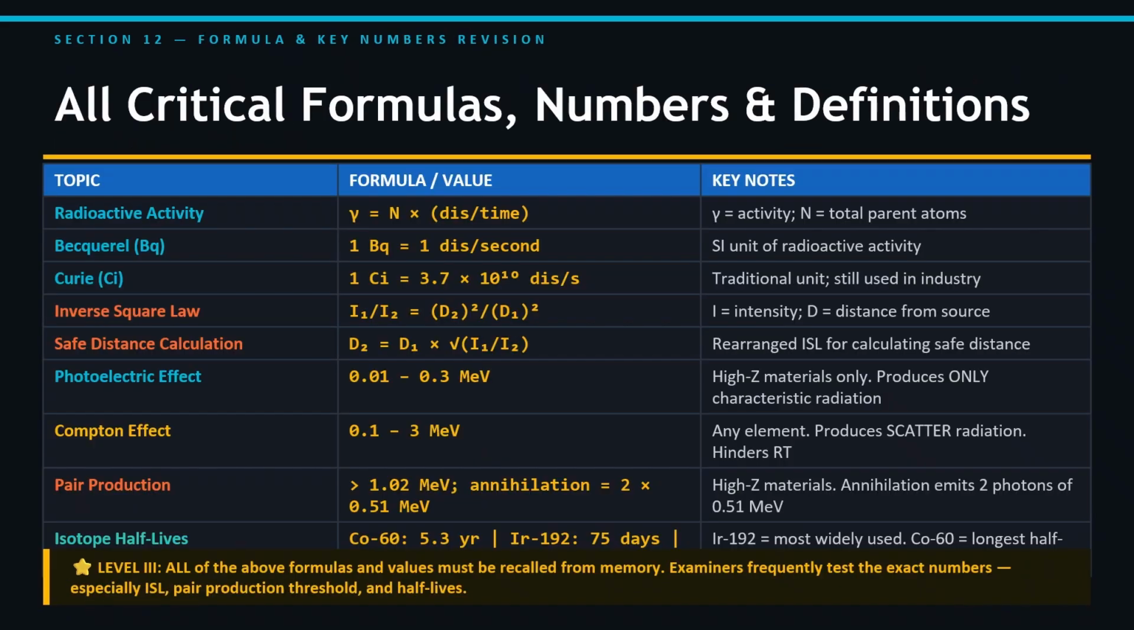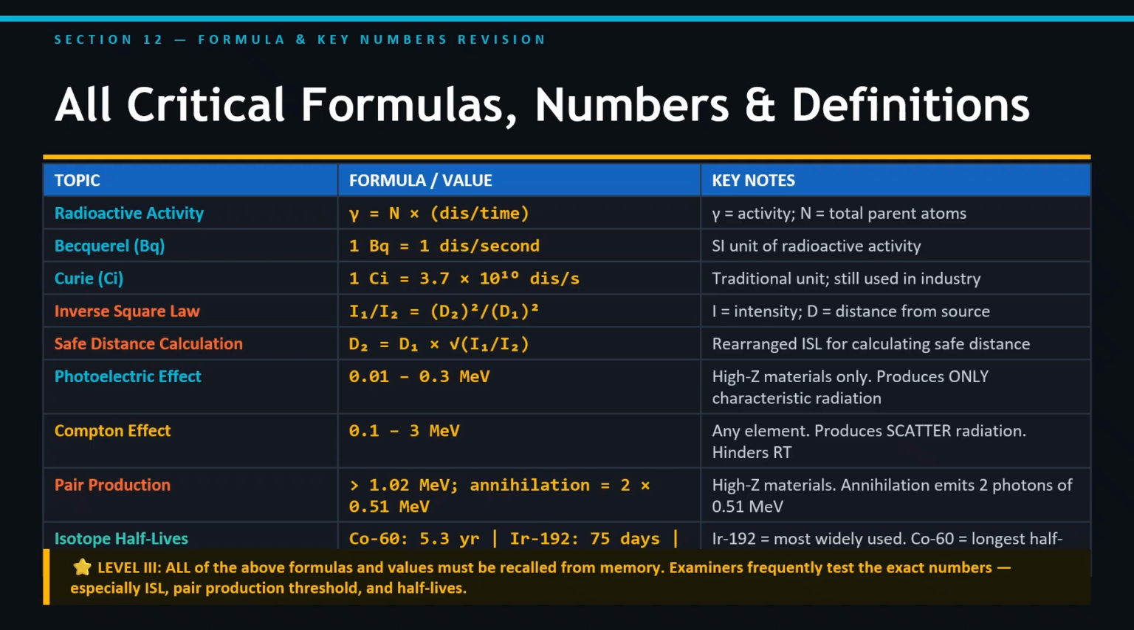This slide is your numerical revision sheet. These are the numbers that should become familiar enough that you do not have to reconstruct them from memory during an examination. First, activity is measured in becquerels, where 1 becquerel equals 1 nuclear disintegration per second. The traditional Curie is 3.7 times 10 to the 10th disintegrations per second.